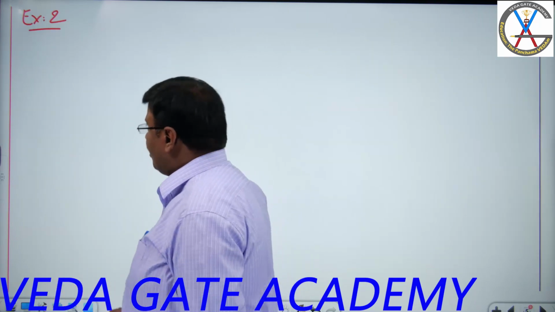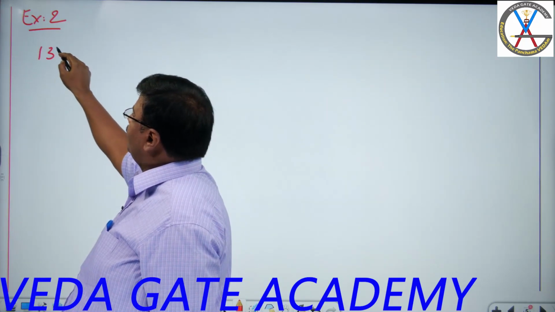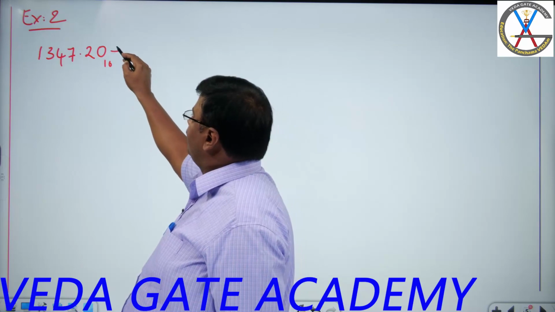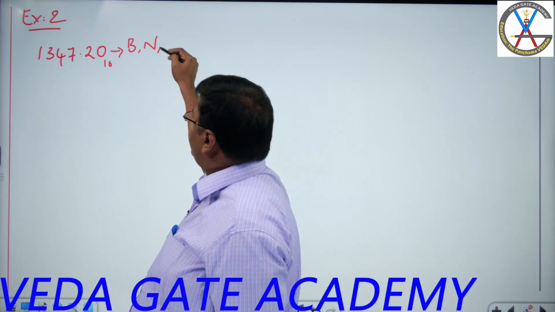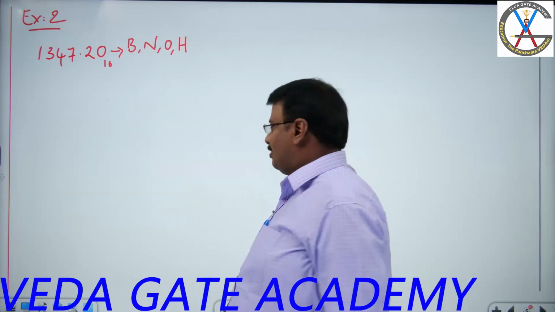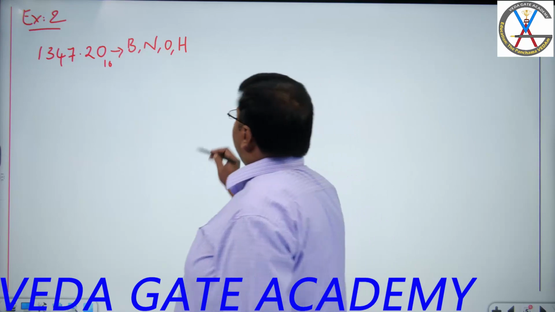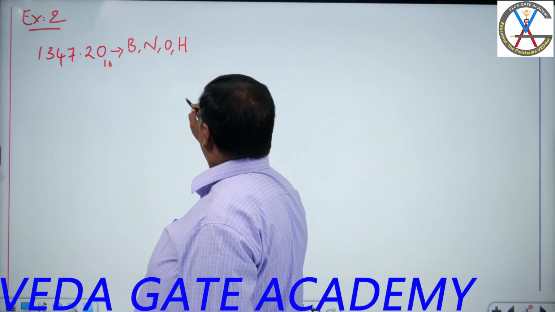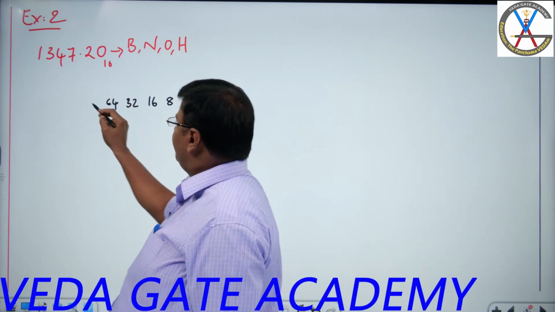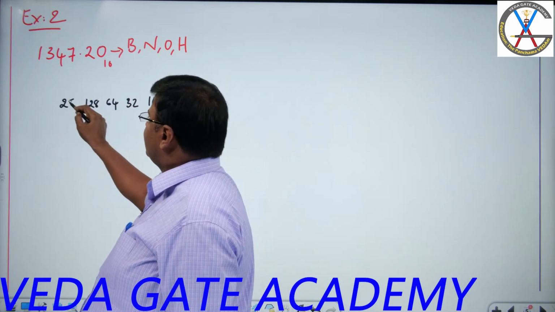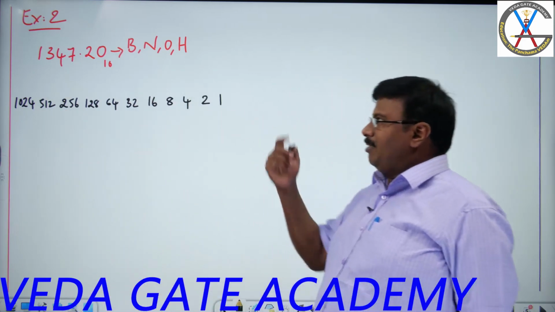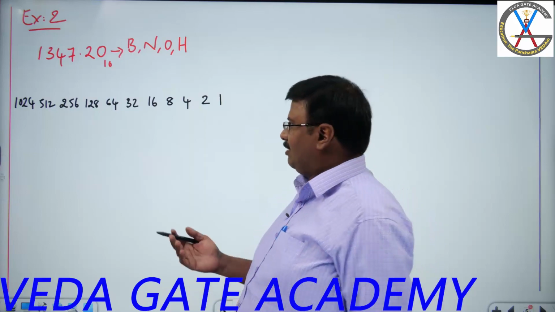Example 2: 1347.20 decimal, conversion to binary, nibble, octal, hexadecimal. The easiest way is to go with the binary weights as we already discussed. The binary weights are 1, 2, 4, 8, 16, 32, 64, 128, 256, 512, 1024. For the number given, 1347, 1024 is the nearest weight, correct?